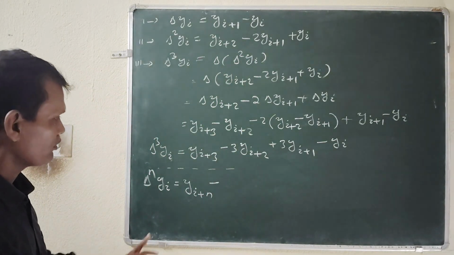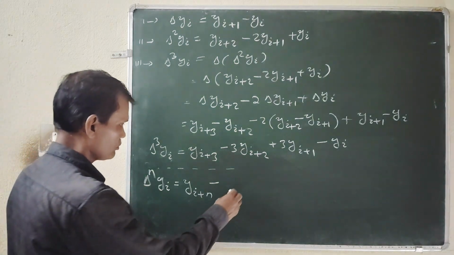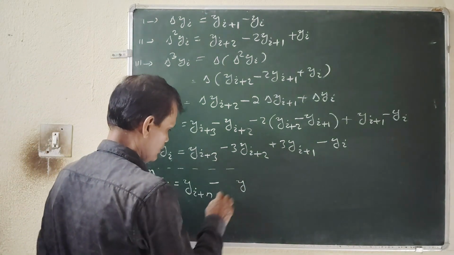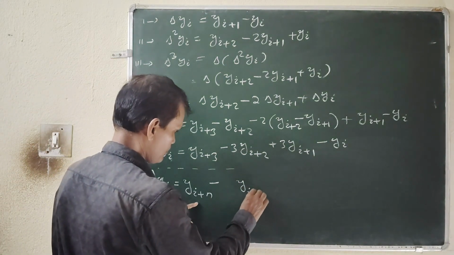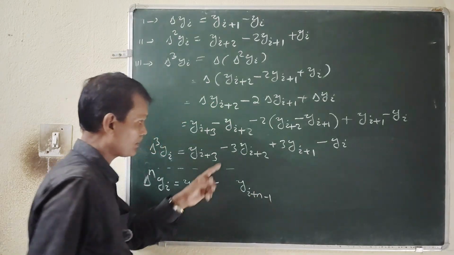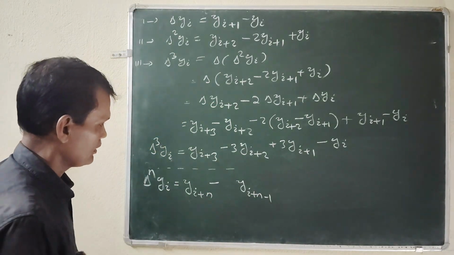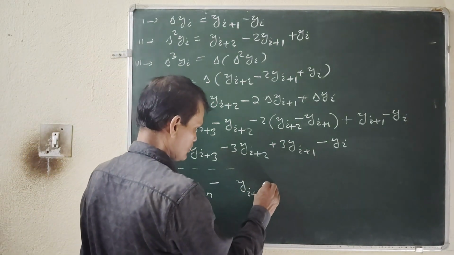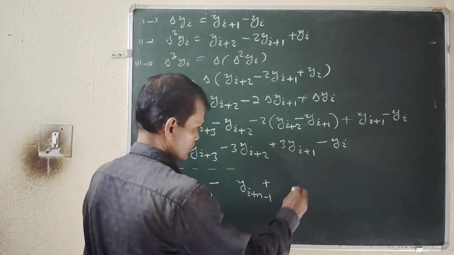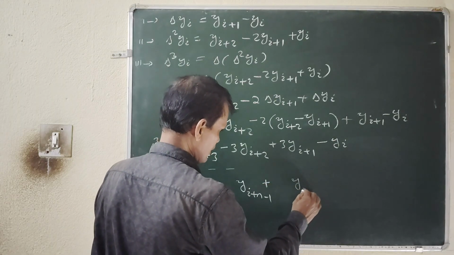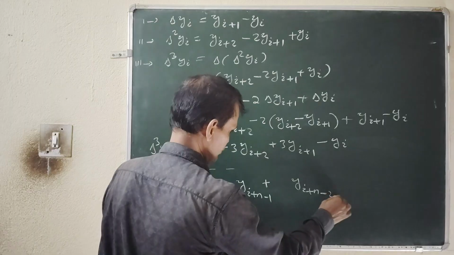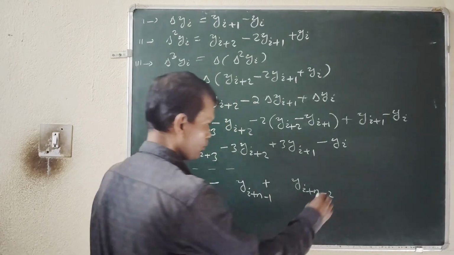Then what will happen? We will write y i plus n minus 1, but what about this coefficient? Then this is minus, then this is plus, and this will be y i plus n minus 2. Like this we will proceed.